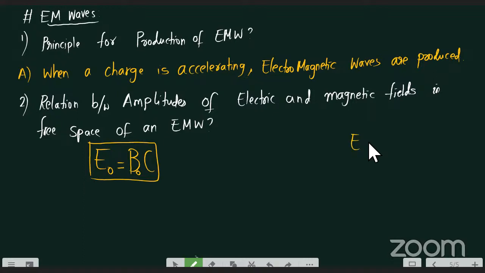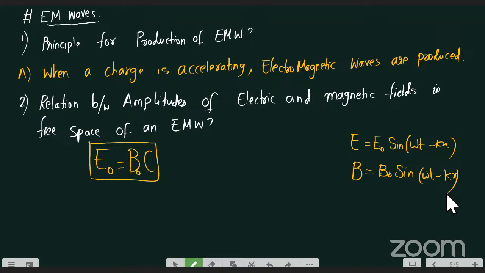It is given as E is equal to E naught sine omega t minus kx. And the magnetic field equation is B is equal to B naught sine omega t minus kx. So the ratio of E naught by B naught is equal to what? That will be called the velocity of light in free space.